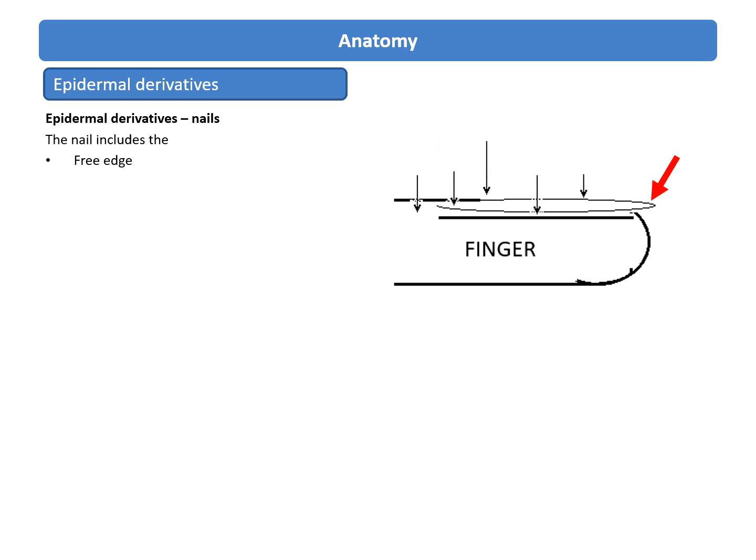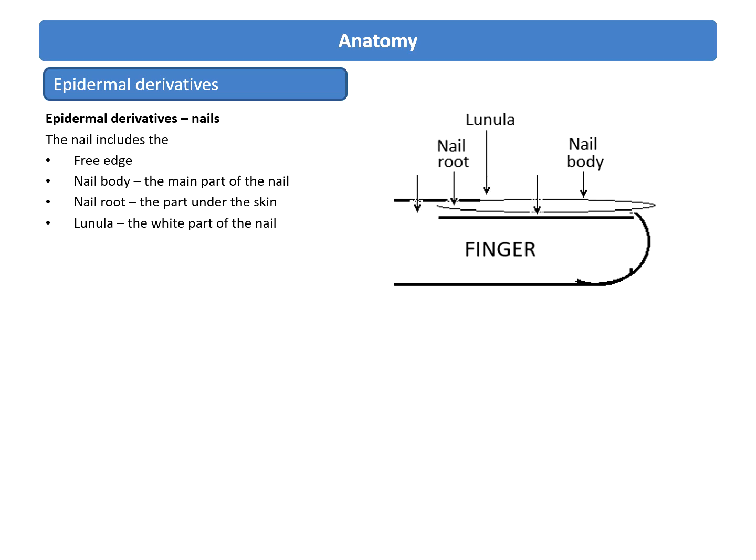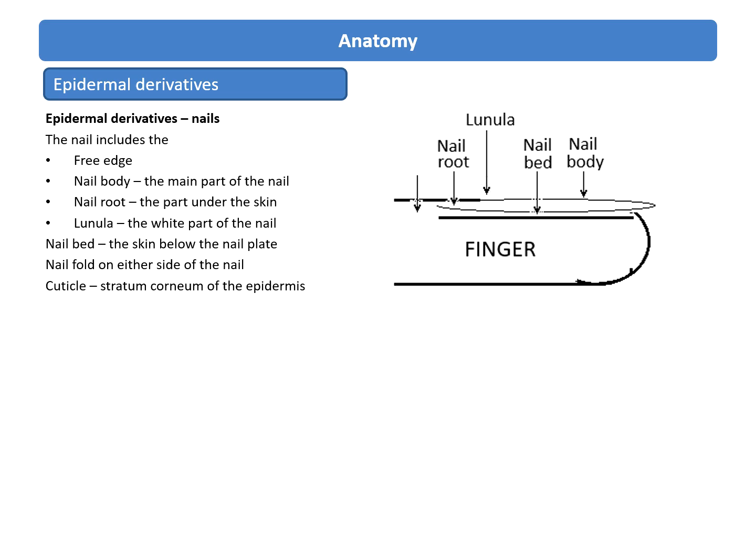The nail includes the free edge, the nail body, that's the main part, the nail root, the part that's under the skin, the lunula, the white part of the nail. The nail bed is the skin below the nail plate. The nail fold is the skin on either side of the nail, and the cuticle consists of stratum corneum of the epidermis. The nail matrix is the growth region of the nail.